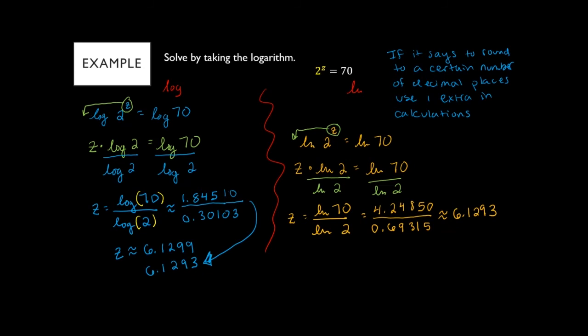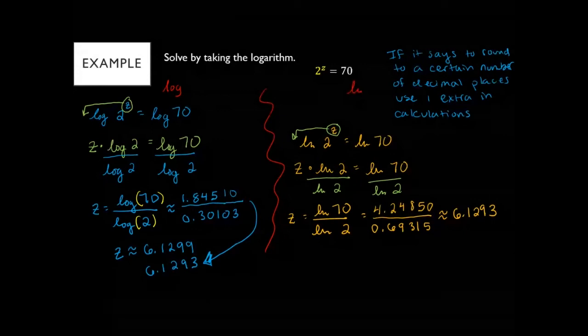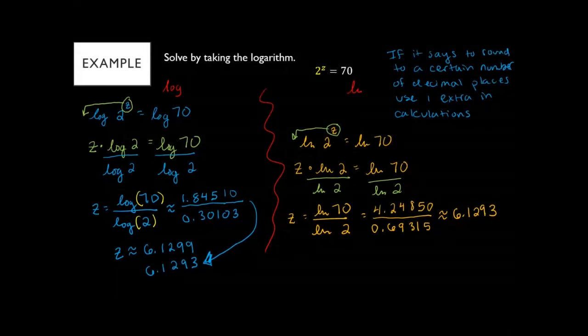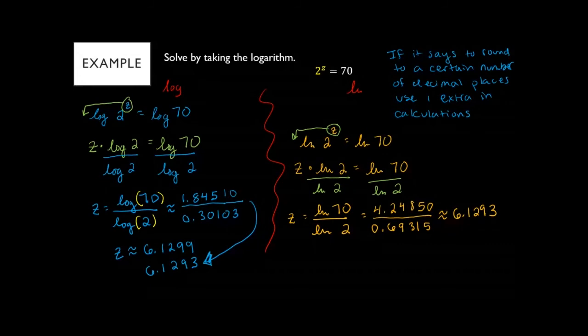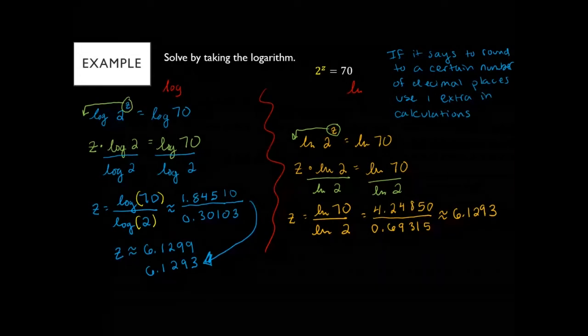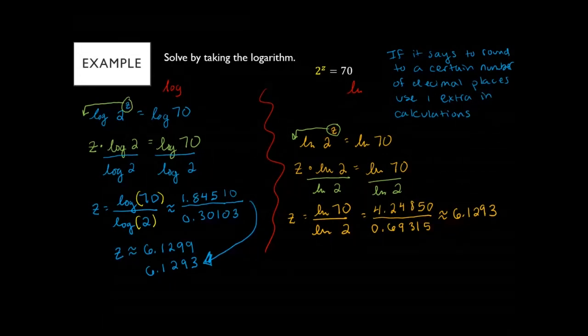So whether you choose to use the log button or the natural log, it doesn't matter, because you'll get the same answer in the end. And of course, you do have to worry about that rounding, but if we use this rule, if we want 4 decimal places, if we use 5 in the calculation portion, it works out and we get the same answer. So are there any questions?